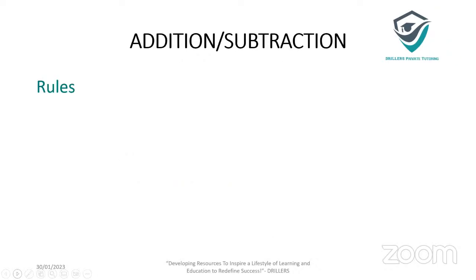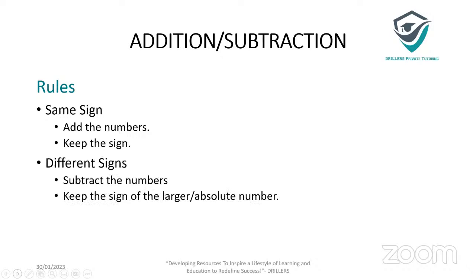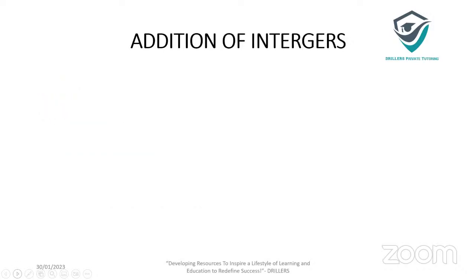So let's look at addition and subtraction of integers. Of course, we have rules to follow when adding and subtracting integers. If we have the same sign, we add the numbers and keep the sign. If it's different signs, we subtract the numbers and keep the sign of the larger absolute number, or the absolute value. Right, so we're going to delve straight into some examples.